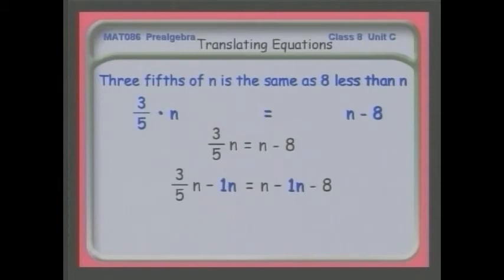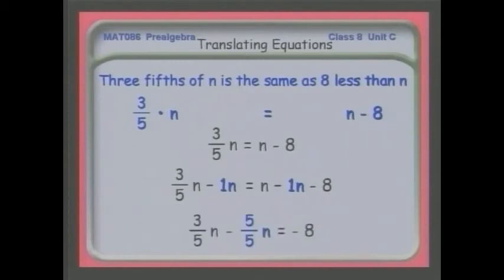The first thing I do is I subtract an n from both sides of the equation. If I subtract an n from the right, notice I have n minus n. That gets rid of the n's on the right. Then I have 3/5 n minus 1n on the left.